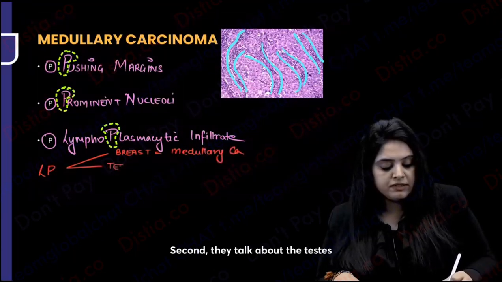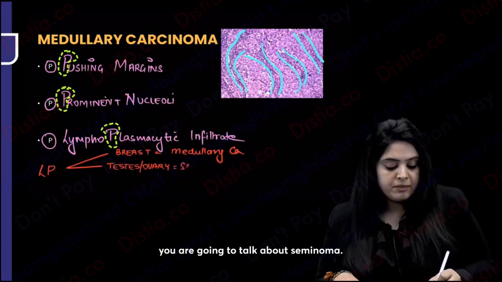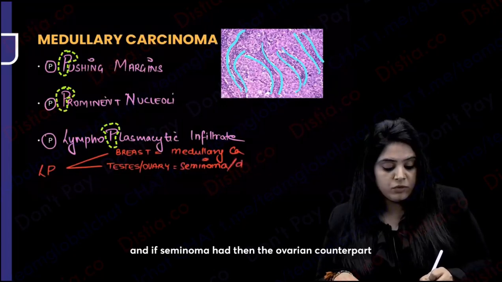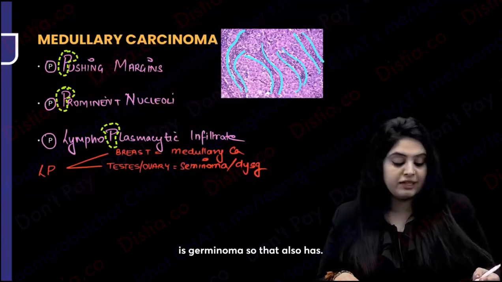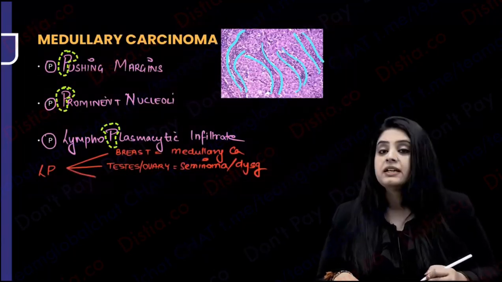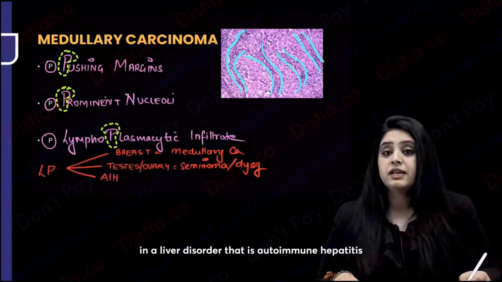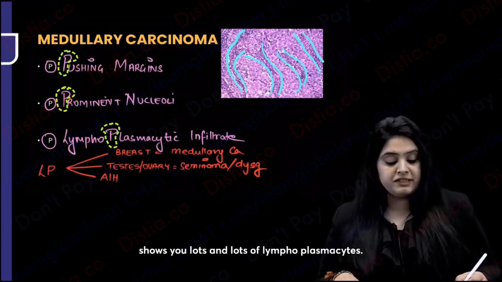Second, they talk about the testes or maybe the ovary, whatever is the male, female gender. You are going to talk about seminoma. And you know that seminoma has lymphoplasmacytic infiltrate, and if seminoma has, then the ovarian counterpart, dysgerminoma, also has. Coming to the third thing, they will also ask you about lymphoplasmacytic infiltrate in a liver disorder, that is autoimmune hepatitis, which shows you lots and lots of lymphoplasmacytes.